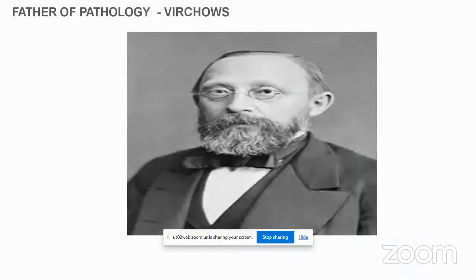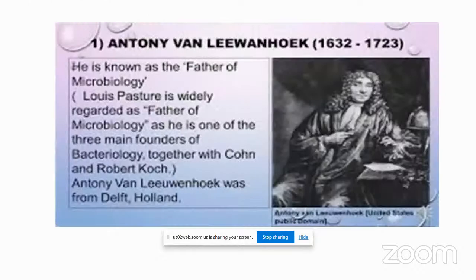These are the father of pathology, Virchow. Then the next one is Antonie van Leeuwenhoek. Louis Pasteur is widely regarded as the father of microbiology, as he is one of the three main founders of bacteriology, together with Ferdinand Cohn and Robert Koch. He was basically from Holland.